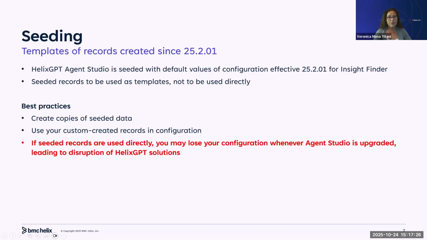Starting with version 25.2, the HelixGPT Agent Studio comes with preloaded default configuration values for the Insight Finder. This is what we refer to as seeded data. The seeded data represents the out-of-the-box records that are pre-populated during installation or during the upgrade. The purpose of the data is to provide a working foundation, offering default configurations, sample templates, and essential system values that the application needs and that you can build upon.